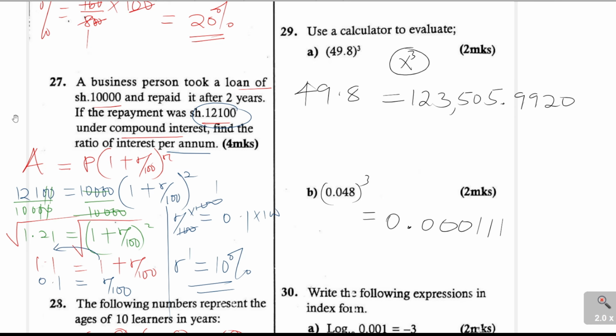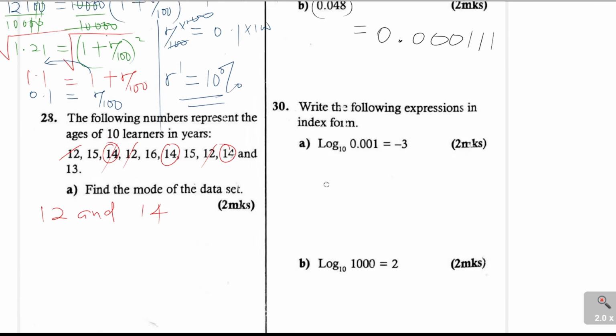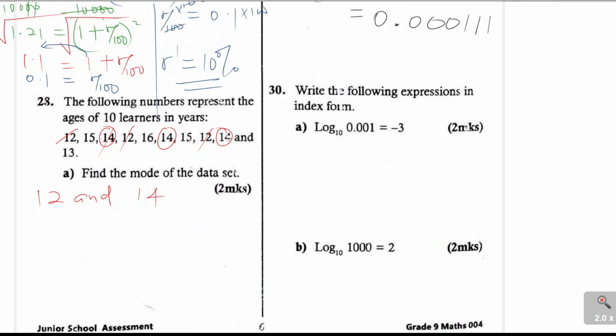We go to the next question, question 30. Write the following expressions in index form. So how do you write in logarithmic form and index form? Let me start by giving you the standard format. When you're given, let's say, the logarithm of m to the base n is equal to x, that is in logarithmic notation.